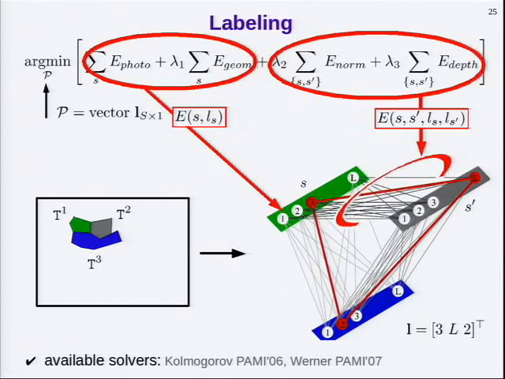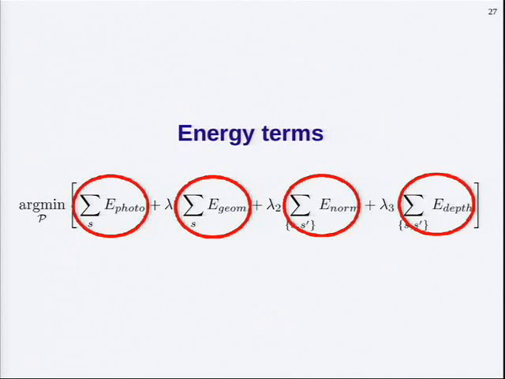This is an NP-hard problem, so it's not possible to solve it globally, but there are recent solvers available, particularly for this kind of problem. One is by Kolmogorov and one by Werner, where you can feed all your data and get a reasonable result. The solvers do not guarantee the global optimum, but the optimum which is found is usually very close, or it is already the global optimum. So let's now explain all the energy terms we use here.